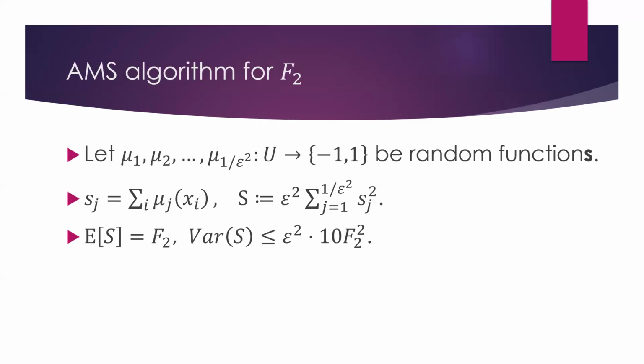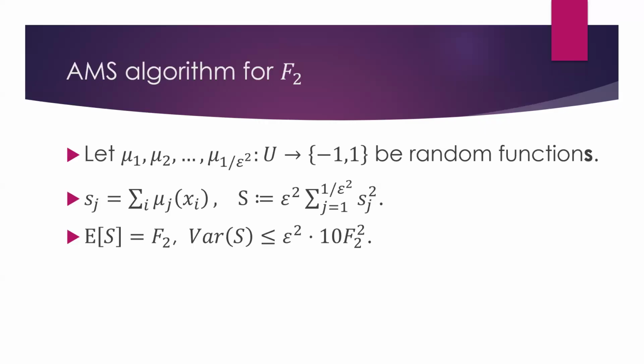So I don't have only one random function, I have 1 over epsilon squared random functions, and not one counter, but also that many counters. In the end, each of those counters I'm squaring, and I take the average of all of them. And now the variance is small enough. So now this average will, with good probability, be a 1 plus minus epsilon approximation of the second moment.